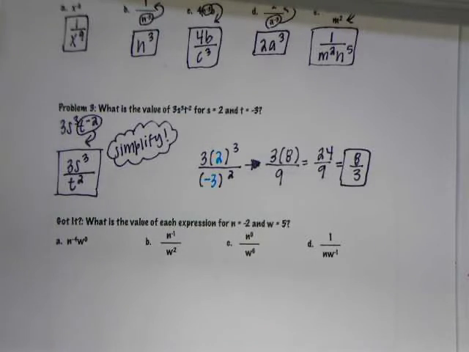Okay, and then go and try the next ones. So try to simplify them all first. Get rid of all the negative exponents, get rid of all the 0 exponents, and then plug in what you have.